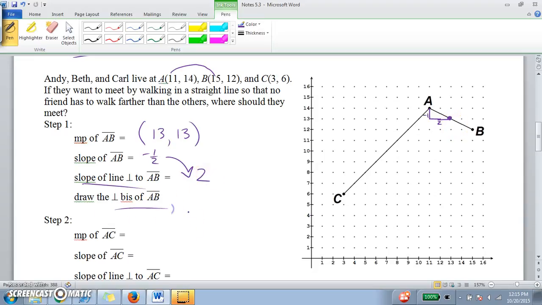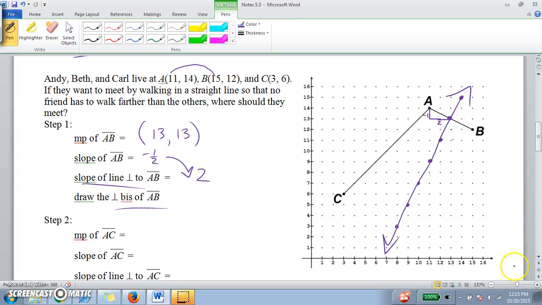So now drawing the perpendicular bisector, we know it goes through this midpoint, and the slope is 2, so I can either go up 2, right 1, or down 2, left 1. I'm going to go down 2, left 1 a few more times because that's going to tell us where these lines are going to meet.